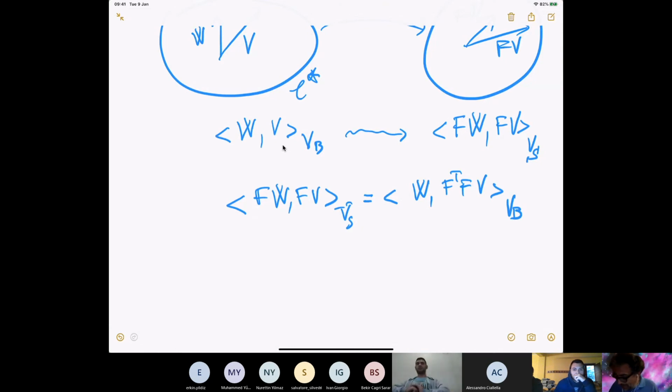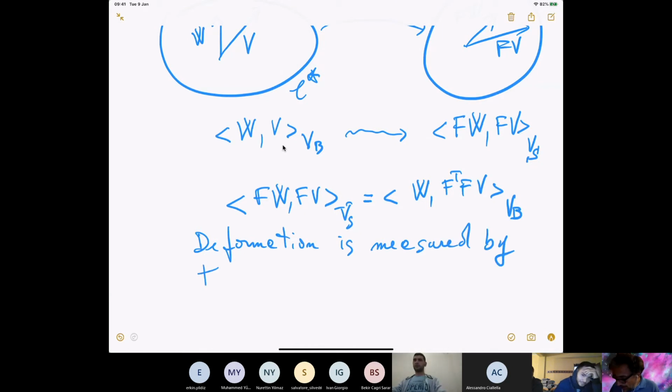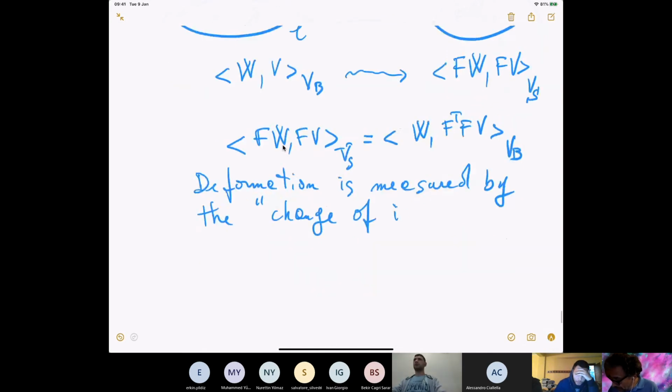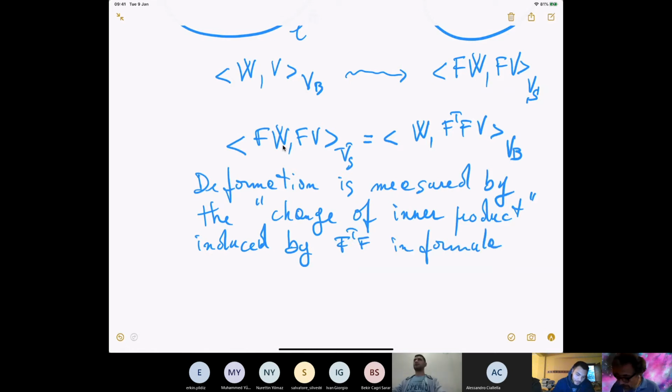And we said that deformation is measured by the change of inner product induced by F transpose F in formula star. Okay.